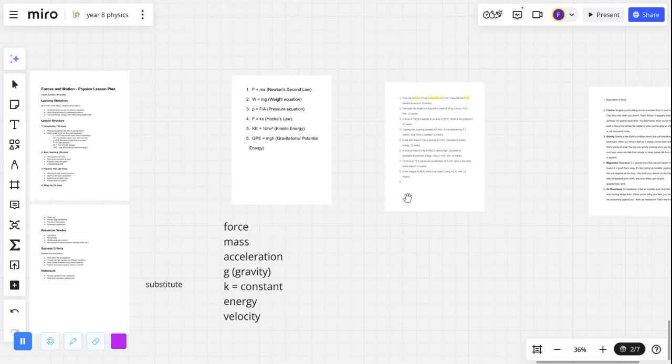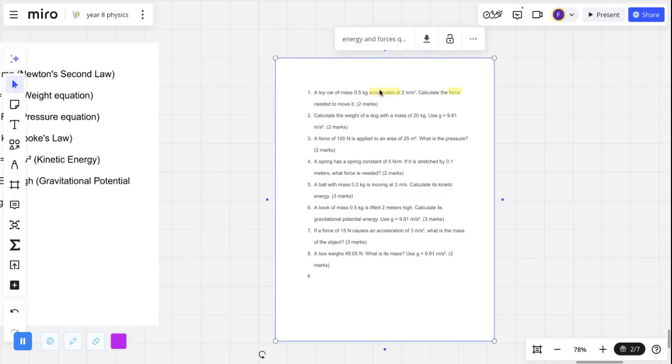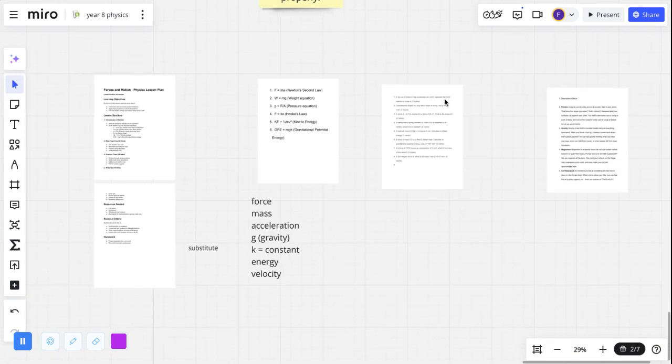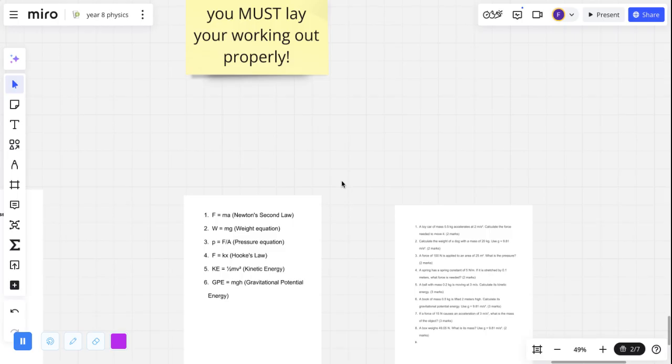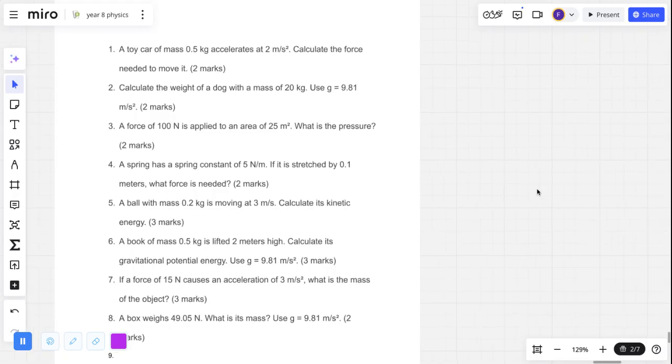So I'm going to go through question 1, all right? And I really want you to think how I'm doing it. This part of calculations is so important to me that I've actually put it massively here. You must lay out your working out properly. Must. It's got to be laid out properly. As I said, I don't care about your numbers. I don't care about your answer. Now, if you do a calculation and it's right, I don't care, as long as you show me step by step what you've done.